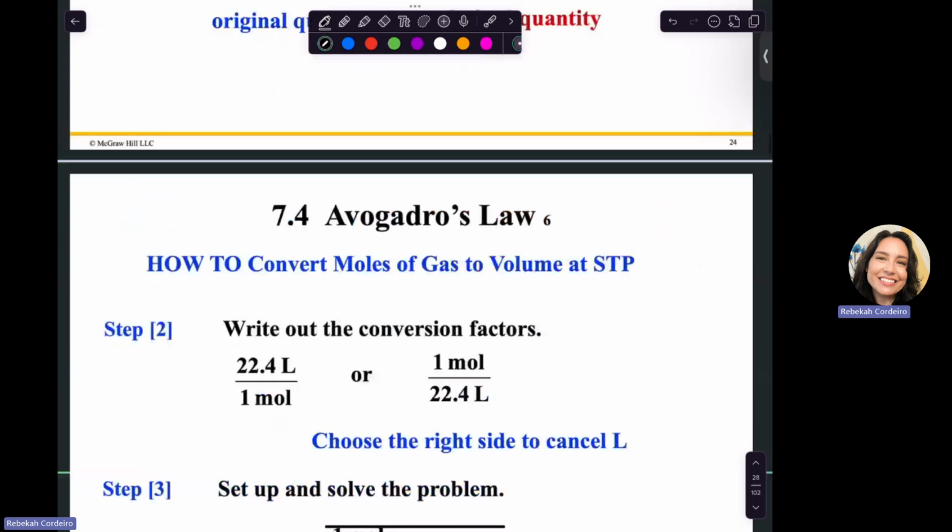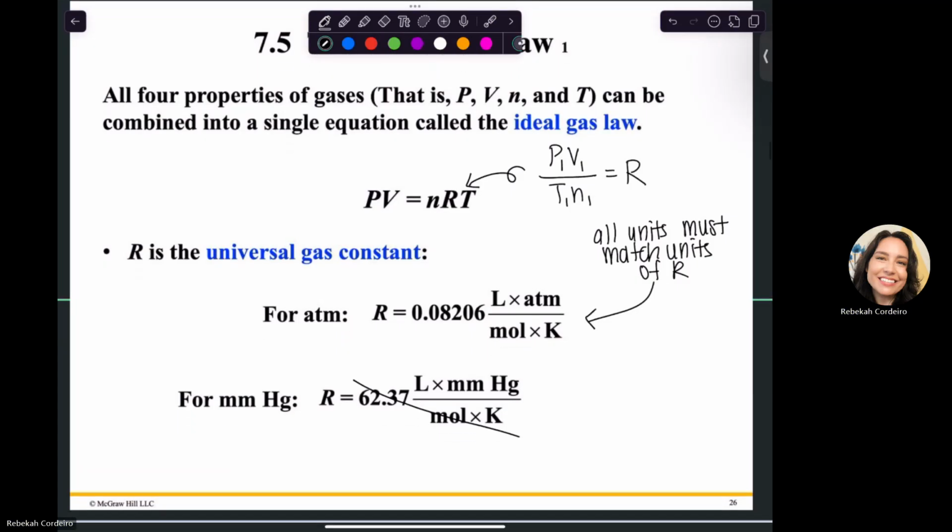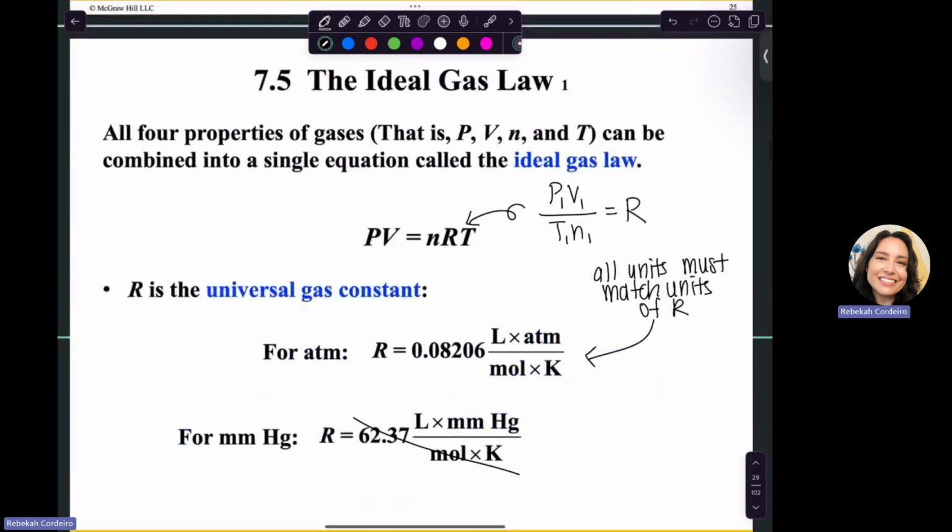For combined or ideal gas law, all units must match units of R. And we're going to be using this R. So can you look up other R's? Sure. We won't be using this guy. And again, you don't have to memorize this. This is provided to you on your equation sheet, I believe.